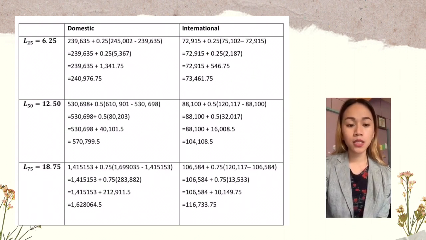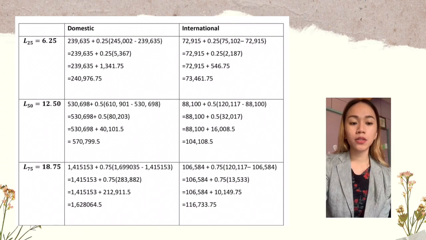It is the sixth position in the dataset we have arranged. So the sixth position from the domestic dataset is Jet Lag. So we subtract 159,635 with 0.25. The 0.25 we get from subtracting 6.25 with 6, then we multiply 0.25 by the amount after the Jet Lag position, which is the next line, and the amount of Jet Lag. So we will get a total of 240,976.75.